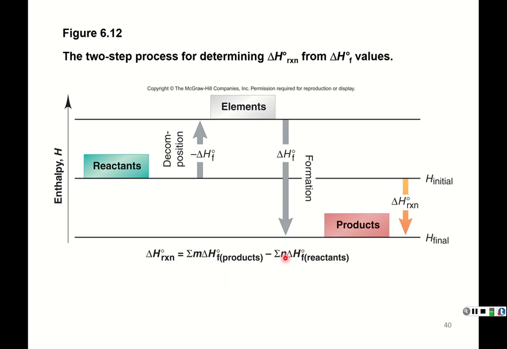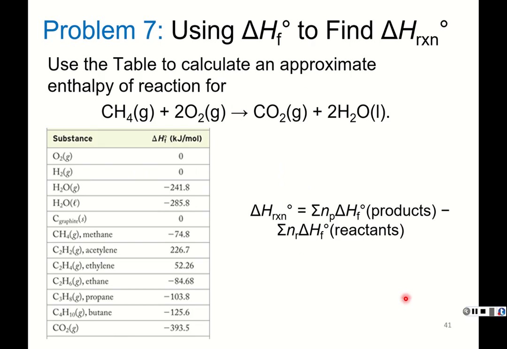The m and the n are just the coefficients from the balanced chemical equation. So in our balanced chemical equation, if we have a 2 in front of one of the molecules, we're going to have to multiply the delta H of formation for that molecule by that factor, by 2. Probably easier to just go through a problem instead of trying to talk about it. So problem 7, we're using our delta H of formation values to find the delta H of reaction.